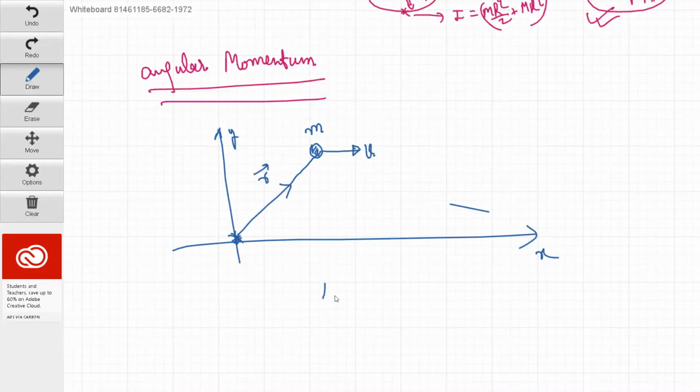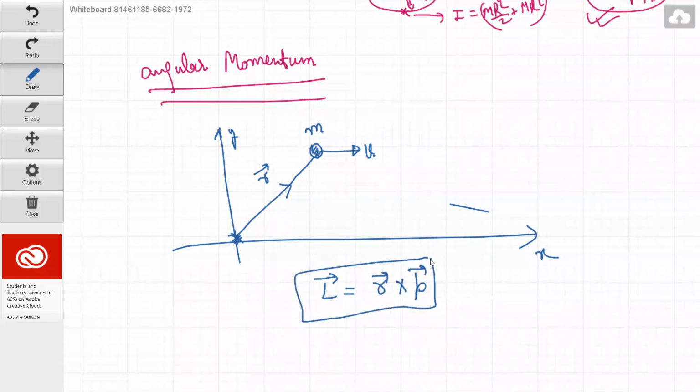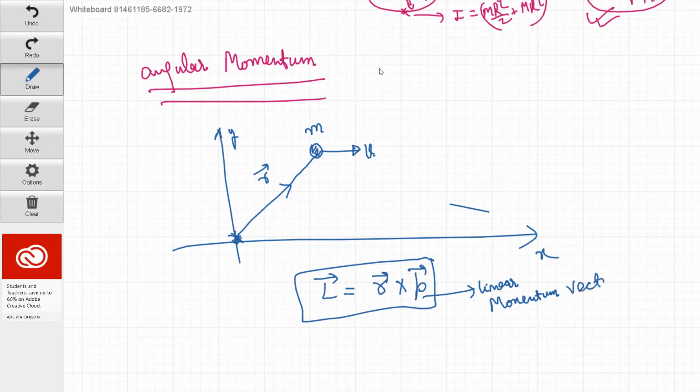Then the angular momentum vector is defined as r vector cross momentum vector, the linear momentum vector. Is this all right? So this is the r vector cross the linear momentum vector. P vector is the linear momentum vector. Is this all right? This is the linear momentum vector.